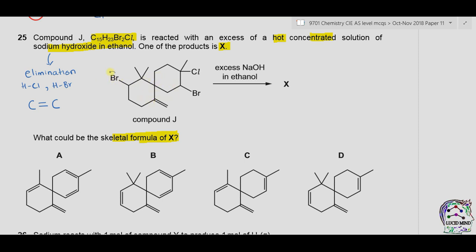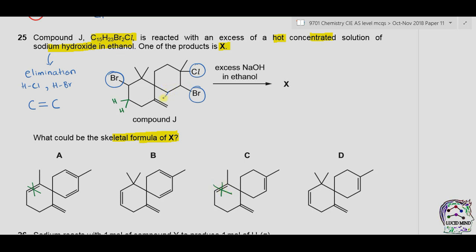Let's see, in compound J we have this bromine atom, this chlorine atom and this bromine atom that is present. Now adjacent hydrogens are present on this carbon. We have 2 hydrogen atoms, so one can be removed to make an alkene, and elimination of HBr will take place. On this carbon atom we do not have any hydrogen, so therefore a double bond will not come between these 2 carbons. So as we can see that in A, the double bond is given between these 2 carbons, so it is incorrect. Similarly in C, the double bond is given between these 2 carbons, which is incorrect.